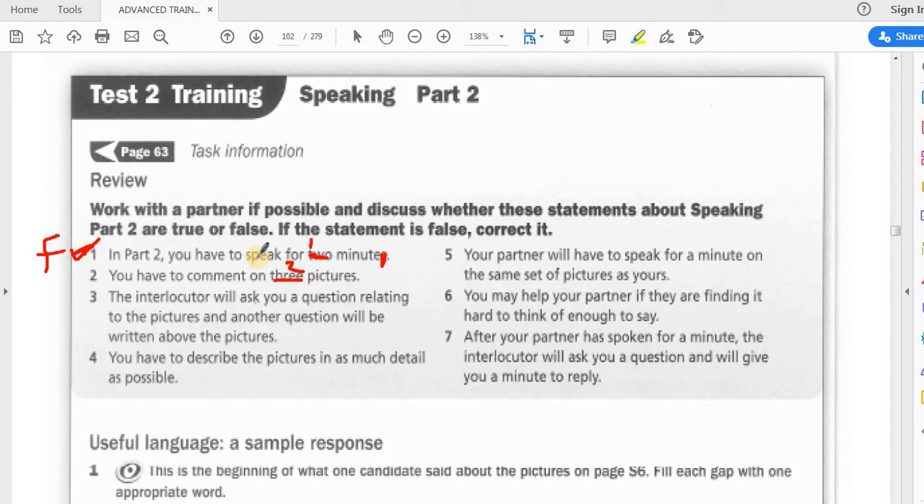I'm going to compare these 2 pictures, and you can touch them with your fingers. I don't know if you'll be allowed to touch them, so you can point at them. Now, I ask you a question, and the other question will be written. No, both questions will be written. If you check any of the tasks at the end of the book, you'll see that there are 2 questions written on top of the pictures, and that's what you'll see in the exam.